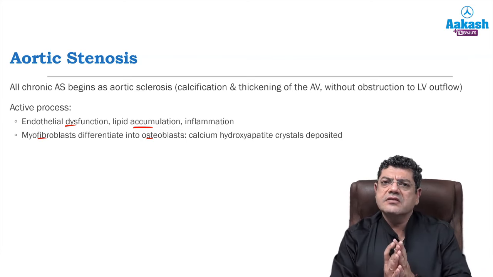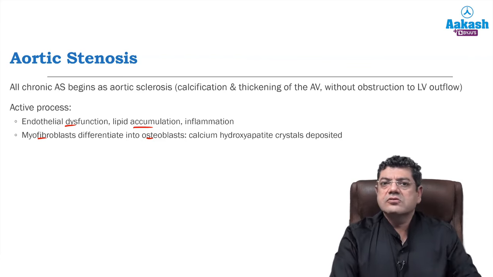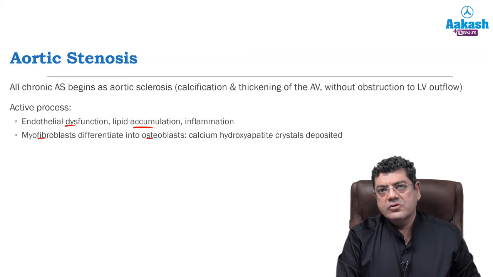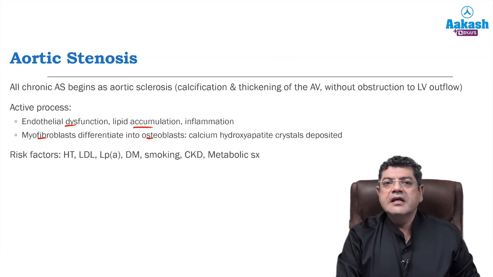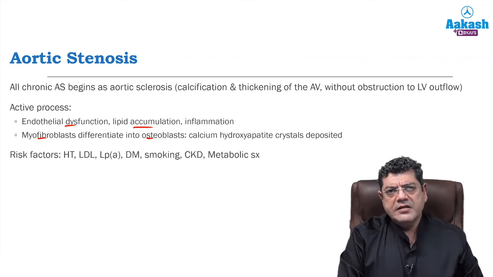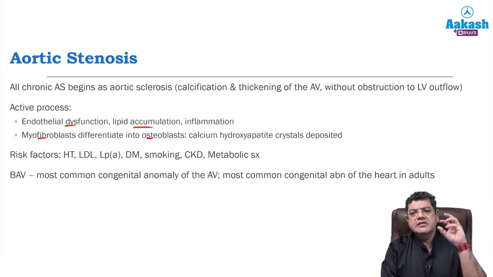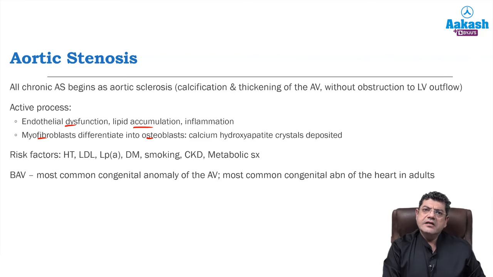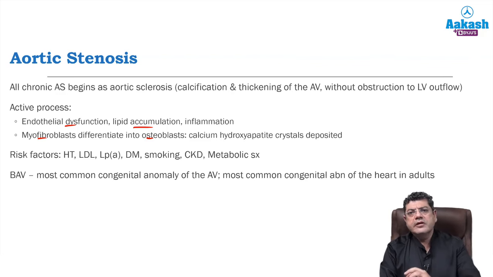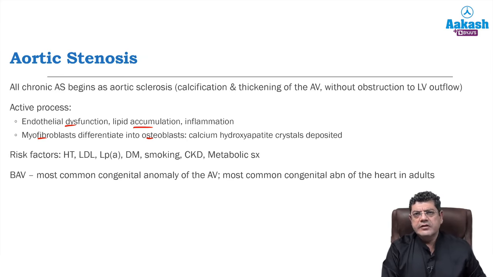The same conditions that are risk factors for coronary artery disease are also risk factors for aortic valve sclerosis and stenosis, right? Now, a quick mention of bicuspid aortic valve. It's the commonest congenital abnormality of the aortic valve. It's the most common congenital lesion in the adult heart. Okay, and it's inherited in an autosomal dominant pattern, but there is incomplete penetrance, which means not everyone who has the mutated gene will manifest the disease, and the severity of the disease will also be variable among different individuals.